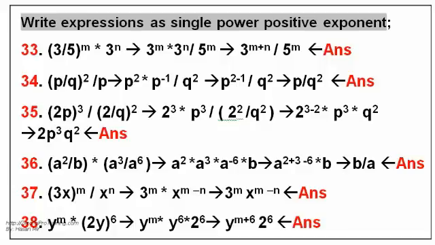36. b divided by a. 37. Product of 3 power m and x power m minus n. 38. Product of y power m plus 6 and 2 power 6.